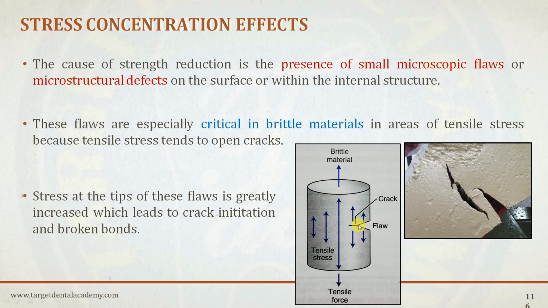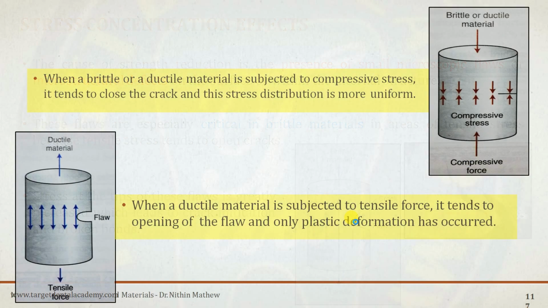These are the flaws. Can you see the crack? It is in the initial areas at the tips, you can see. You can apply the tensile force, and these are the flaws, and you get the crack at the tips or the initial areas. So when a brittle or a ductile material is subjected to compressive stress, it tends to close the crack, and this stress distribution is more uniform. Can you see this?